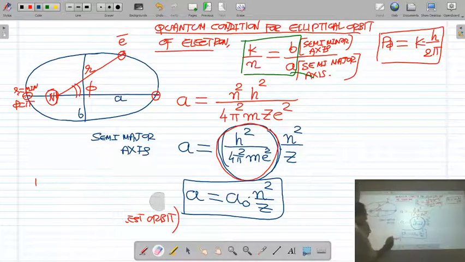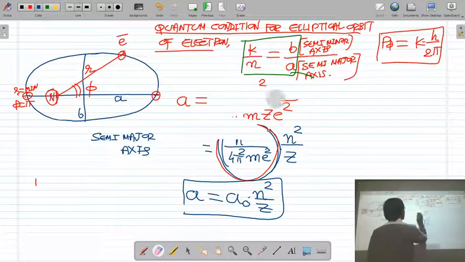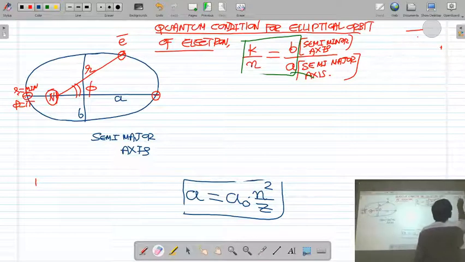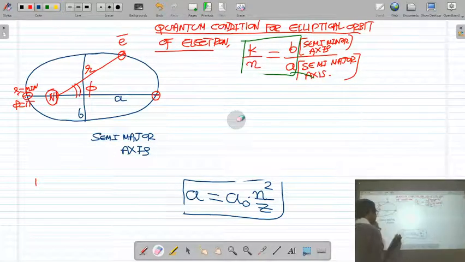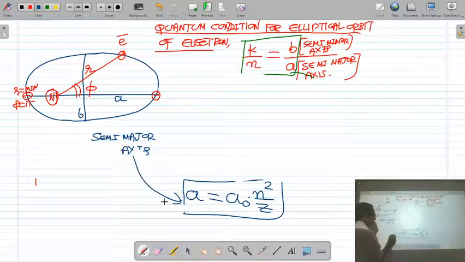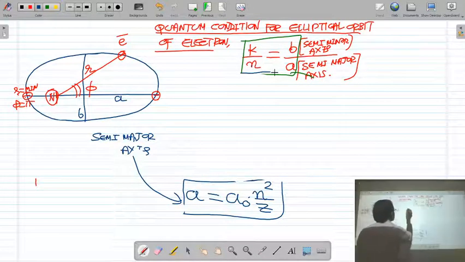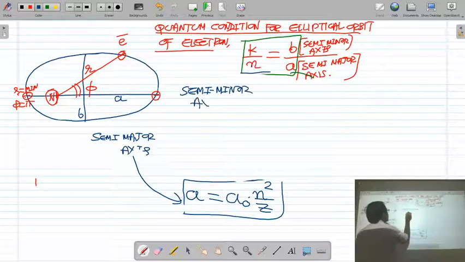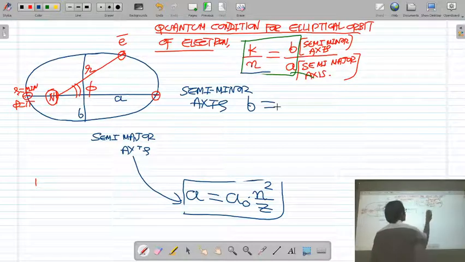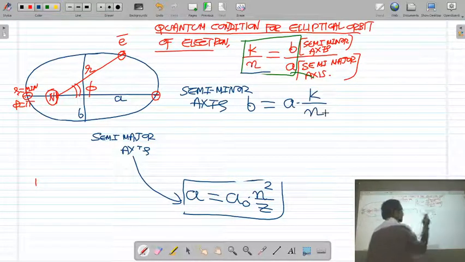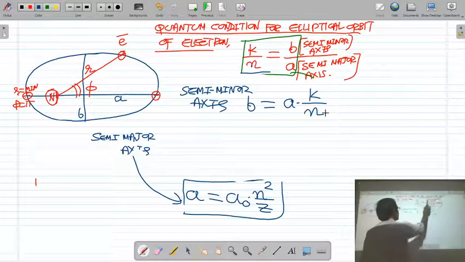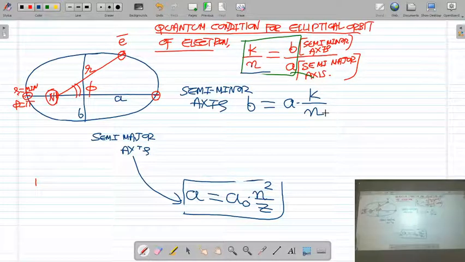Remember, a0 is the Bohr radius. Now, from the quantum condition a upon n is equal to b upon k, we can obtain the semi-minor axis b. The semi-minor axis b of the ellipse is equal to k upon n into a.